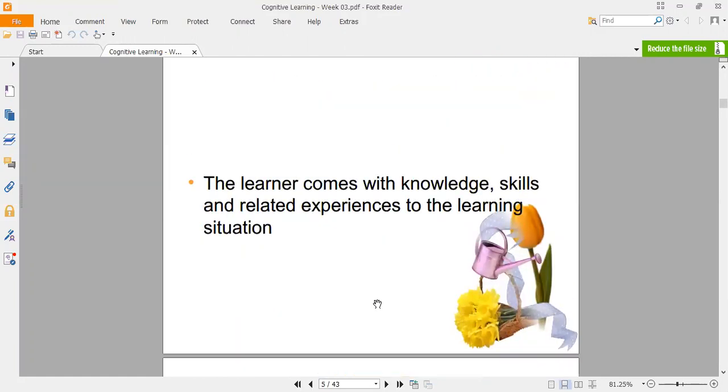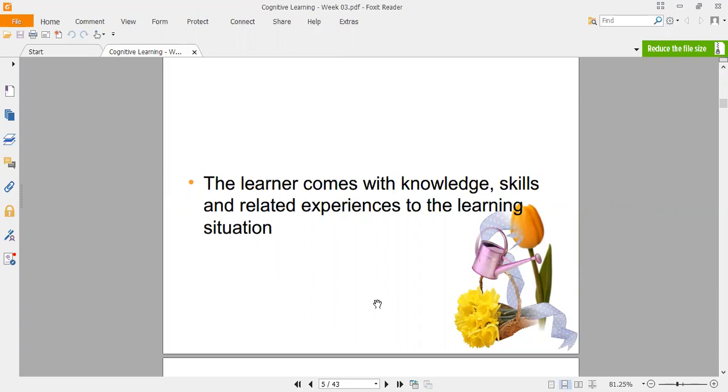And also, the learner comes with knowledge, skills, and related experience to the learning situation. That means the teacher is always thinking that the learner has nails, bolts, hammers, scissors, all those things. That means the learner has all the tools, and also knows how to use those things, but the learner doesn't know how to build a chair. That's all. Understood what I mean? Right?